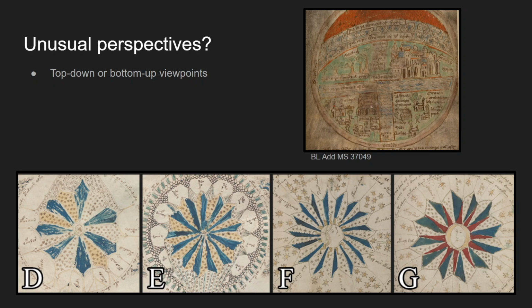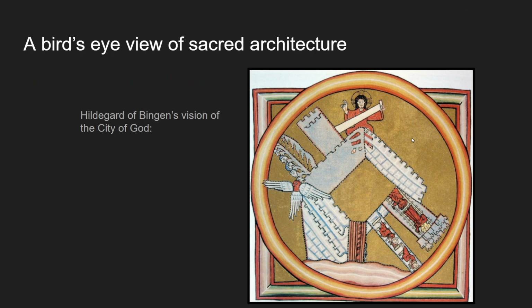A top-down viewpoint is relatively rare in medieval illuminations. Architectural elements in maps are often drawn from a side view. But in the contexts where we do find this perspective, a specific theme is present. They depict sacred architecture. One example is this illumination by Hildegard of Bingen that represents the city of God from a visionary viewpoint that imagines a heavenly perspective.